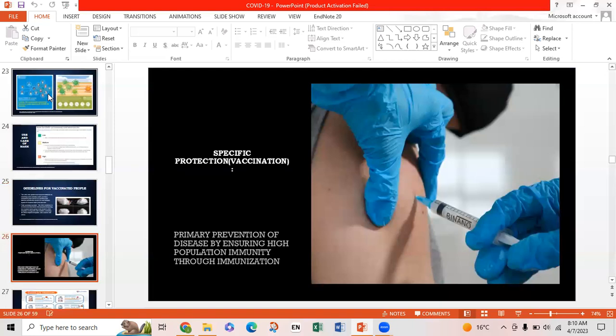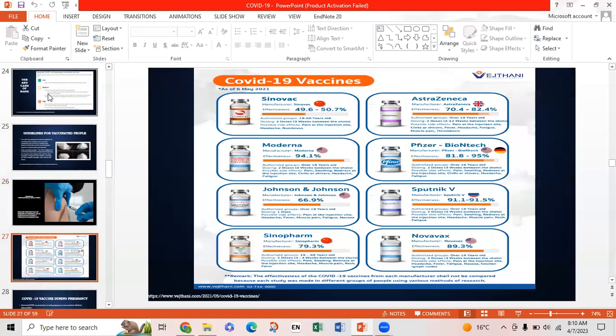Specific protection is the primary prevention of disease by ensuring high population immunity through immunization. These are all the COVID-19 vaccines that have been given to patients: Sinovac, Moderna, Johnson and Johnson, Sinopharm, AstraZeneca, Pfizer-BioNTech, Sputnik, and Novavax. All these vaccines have different effects on people, and the percentages are shown along with the slides. However, the best is shown by Moderna, and after that is AstraZeneca.